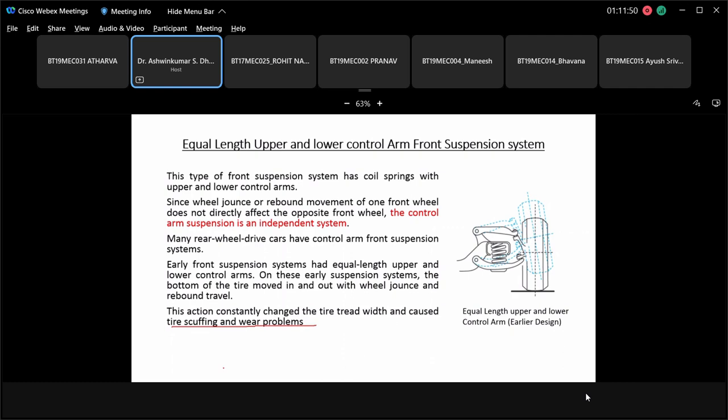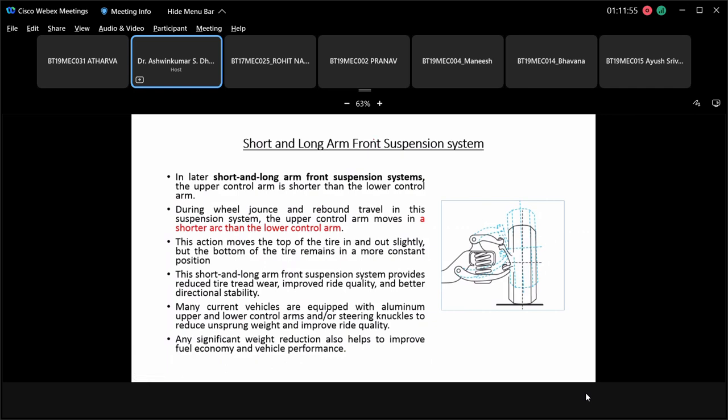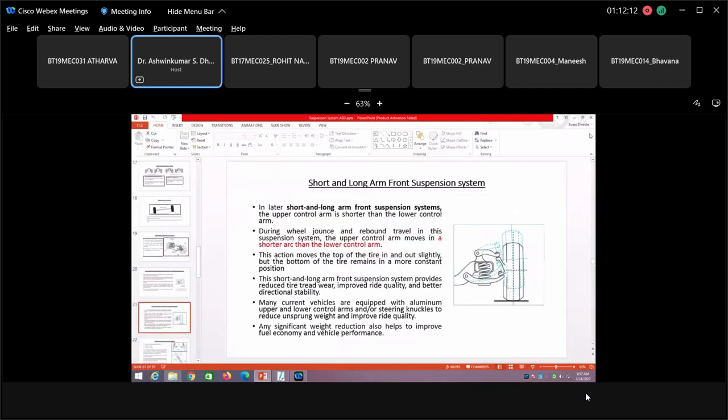Now to overcome this kind of problem, you can have the unequal short and long arm front suspension system. The details of this suspension system we will study in the next class. So right now we will stop here.